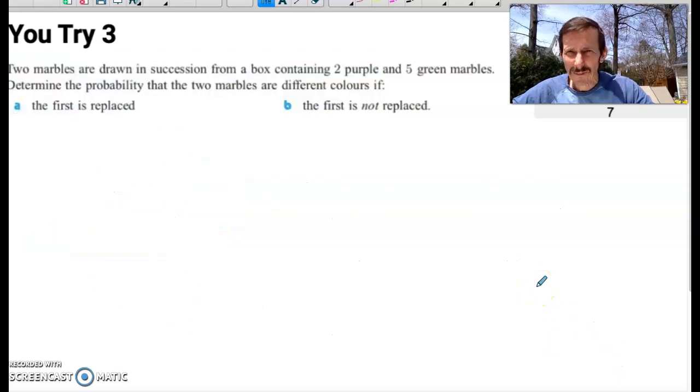All right. You're going to do the same thing. You draw 2 marbles in succession from a box. You've got 2 purple and 5 green, and you're going to find the probability that your marbles are different in color. You're going to do it 2 different ways. One, after you've checked the first marble, you put it back. And then the second way, where you don't put it back. You've taken out your first marble and you put it in your pocket for whatever reason, and do the second one. So pause this and give it a go.